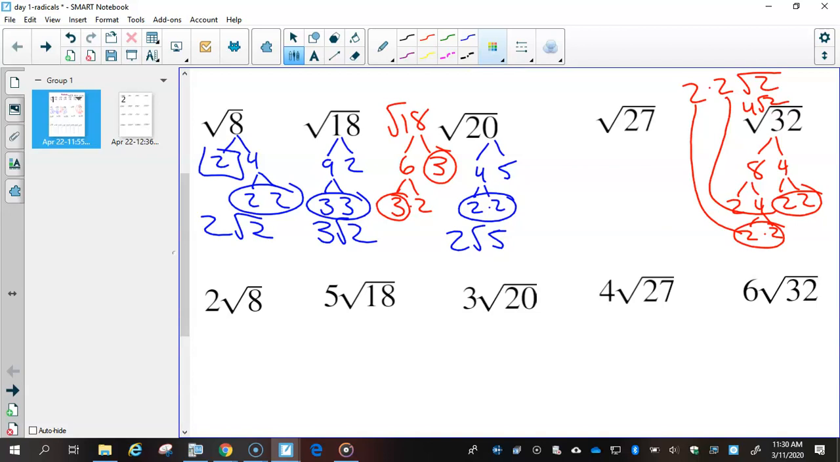Now, I haven't been asking this for every single one, but you could go back in your calculator and check this. Do the square root of 20, do 2 times the square root of 5, you should get the same thing. Same thing for 32, you could type in the square root of 32, type in 4 times the square root of 2, you should get the same decimal.